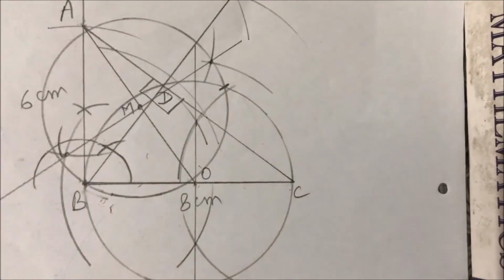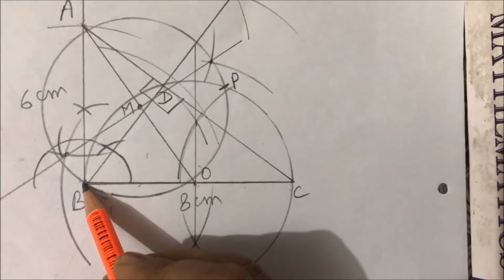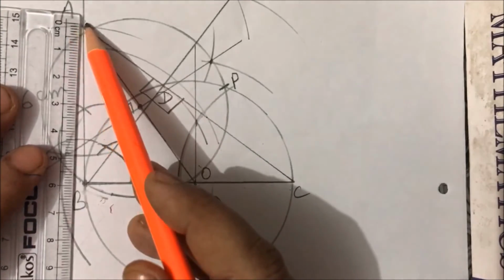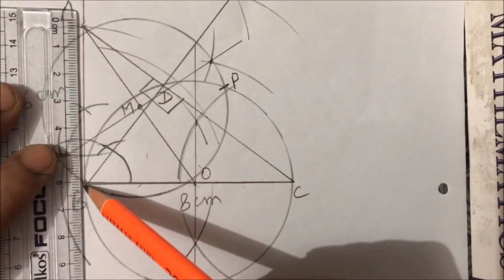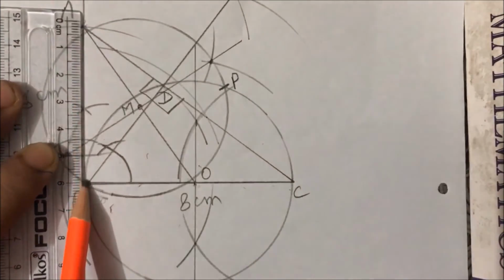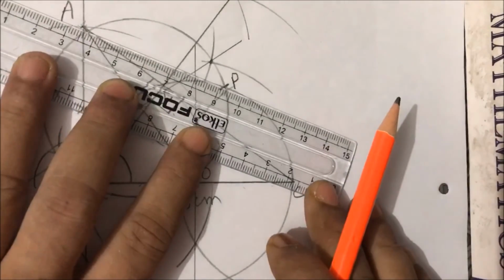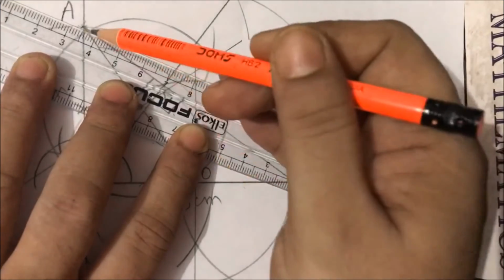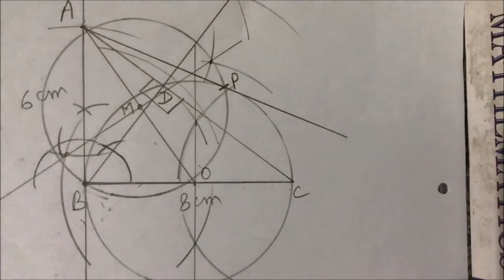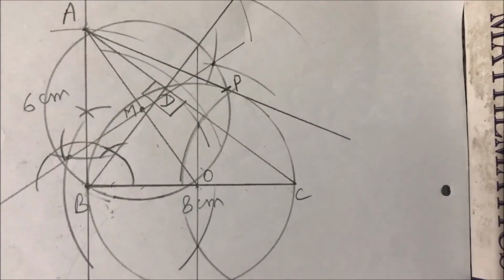Name it as P. And this is already B. Then join A to B and A to P. A to B is already joined, but you have to produce this line slightly so that it looks like a tangent. Produce it. Then join A to P. So AB and AP are the required tangents drawn to the given circle. Thanks.